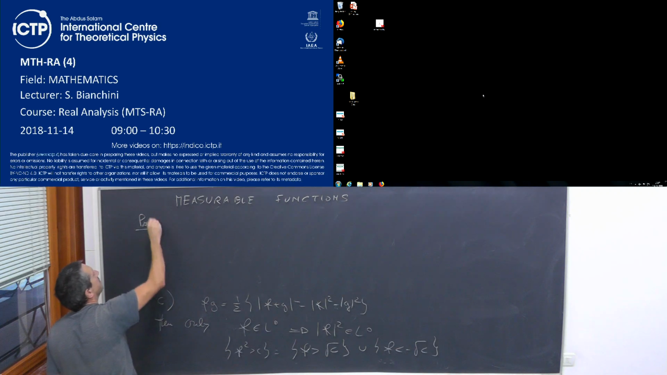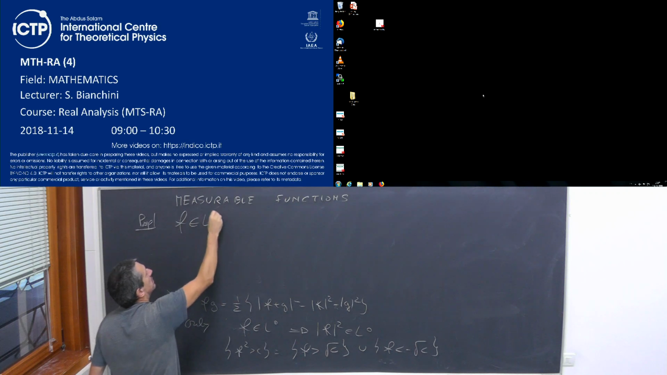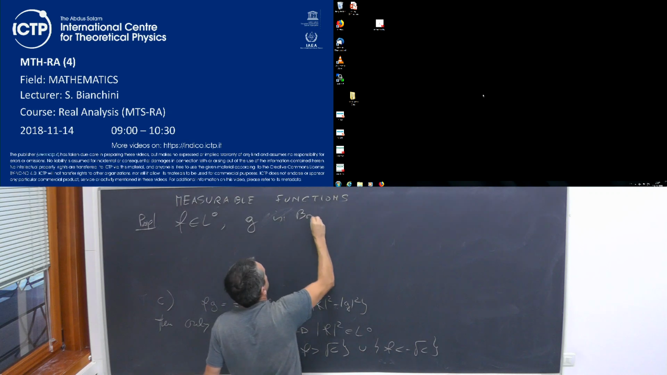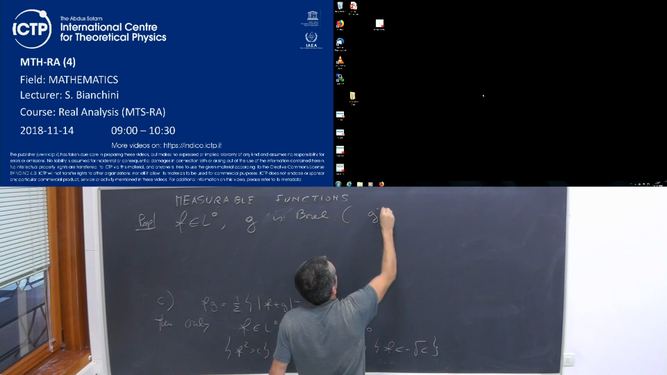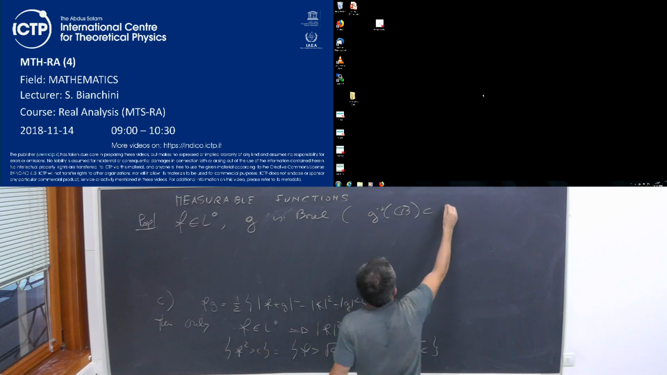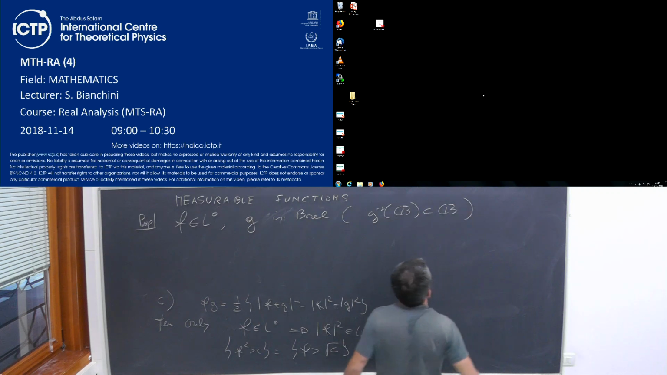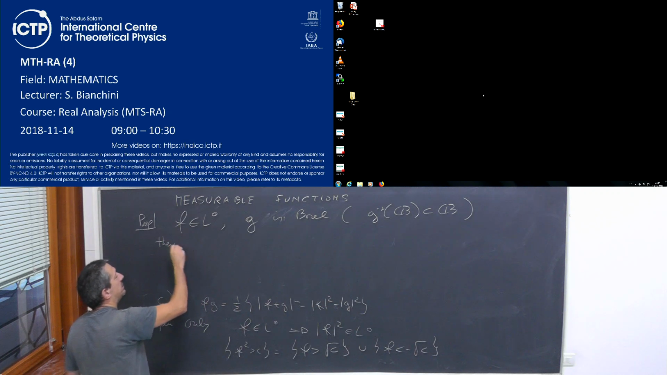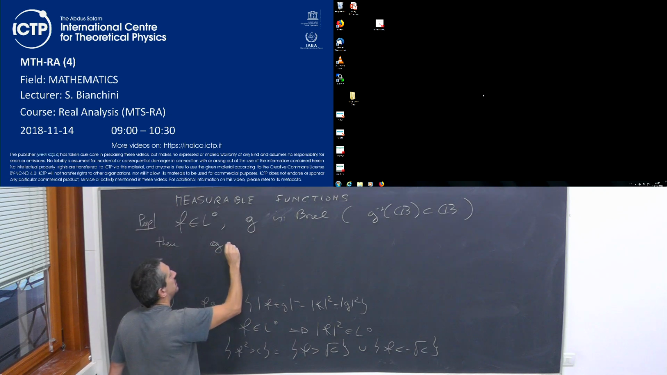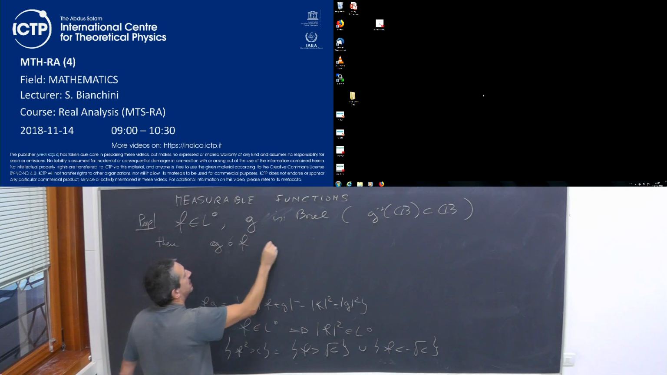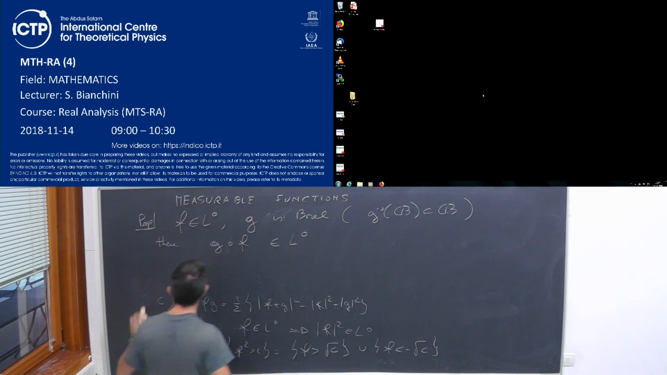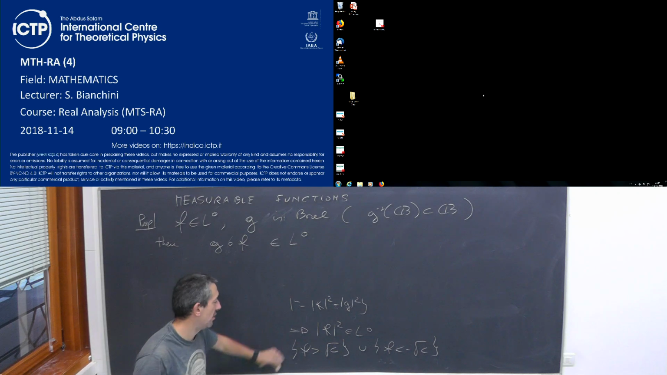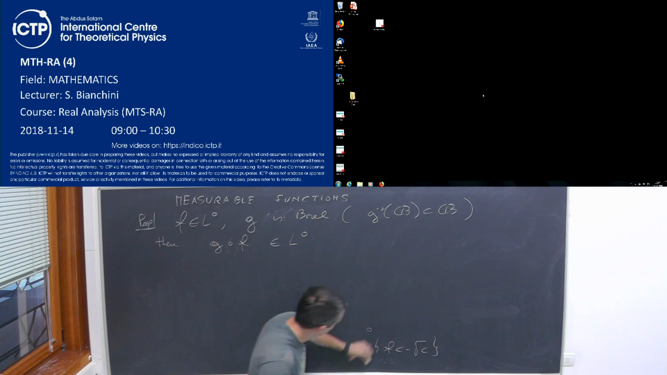Proposition. F is measurable, and G is Borel, which means that G to the minus 1 of the Borel sigma algebra is contained in the Borel sigma algebra. Then G composed with F is measurable. This is a fundamental theorem because with composition you can really construct a lot of functions, no?